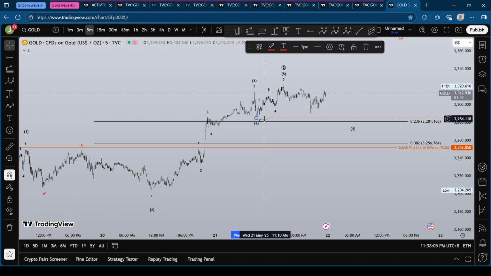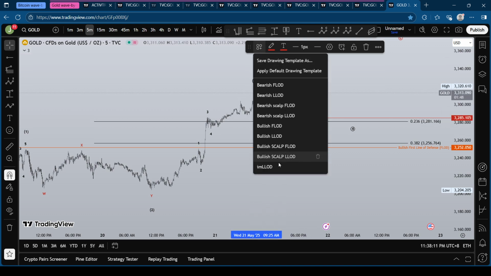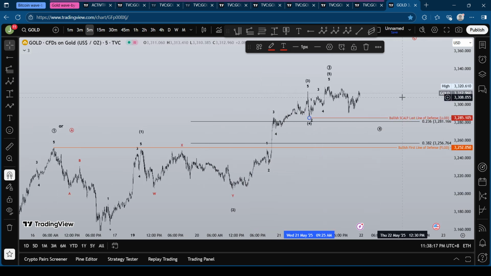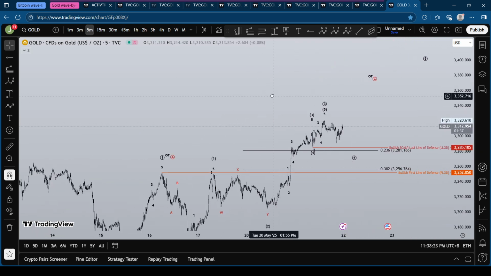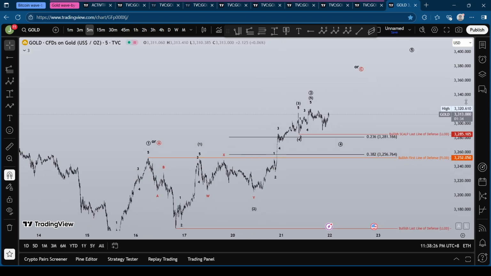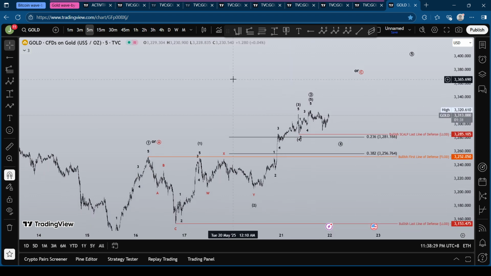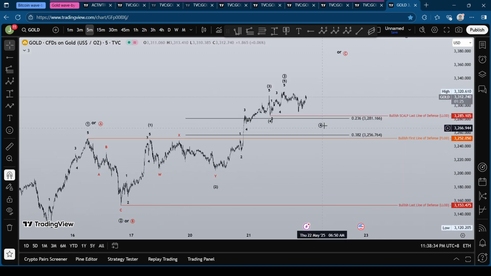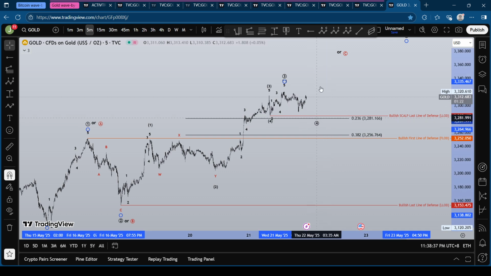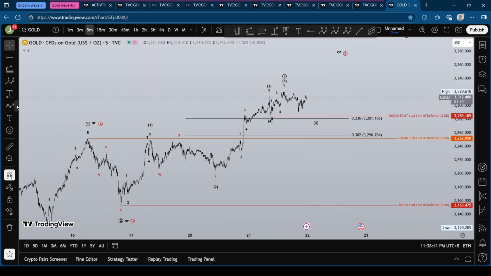But as of now, if this price is respected, let's label this as the bullish last line of defense, then this will be your SL for an extension scenario. That extension scenario we'll probably discuss in our next podcast, not now, because I have already explained the basic ones. So what we're expecting is the continuation of wave 4 here. As of now, what I can see, what the market is giving us is an ABC here, A, B, C.